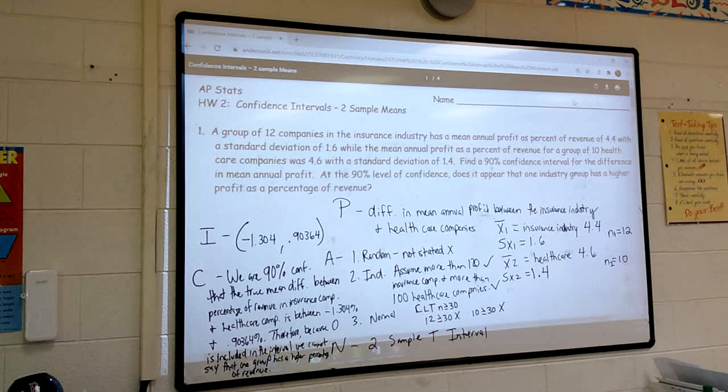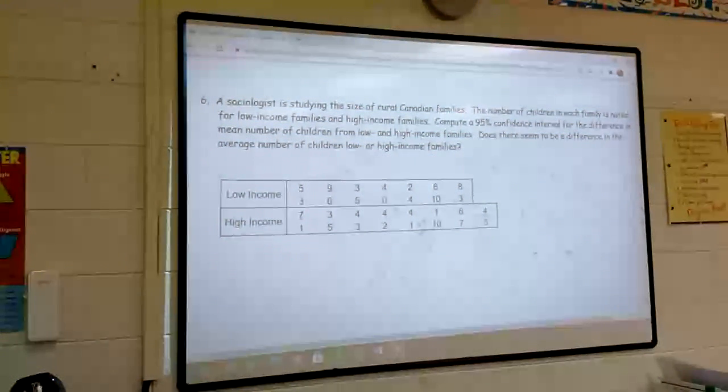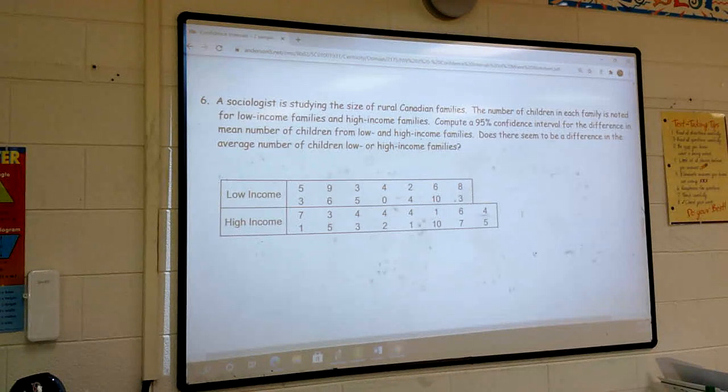Number 6, a sociologist is studying the size of rural Canadian families. The number of children in each family is noted for low-income families and high-income families. Compute a 95% confidence interval for the difference in the mean number of children from low and high-income families. Does there seem to be a difference in the average number of children in low or high-income families? So that's at the end, but the 0 we're going to see if there is.